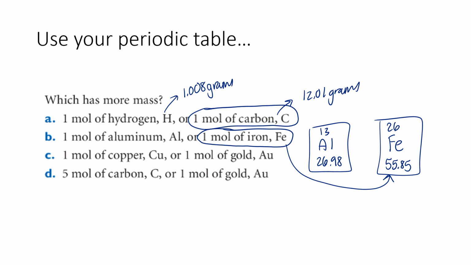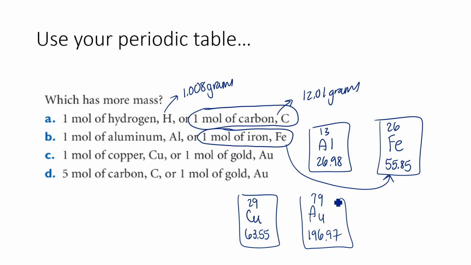A mole of copper, if you do the same thing, copper looks like this. It's element 29. It's got a molar mass of 63.55. If you find gold on the periodic table, its atomic mass is 196.97. So again, what that means is 1 mole of copper weighs 63.5 grams, whereas 1 mole of gold weighs 196.97 grams. So a mole of gold is going to be heavier. That's what this kind of question is getting at here.